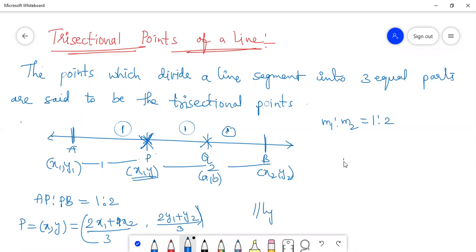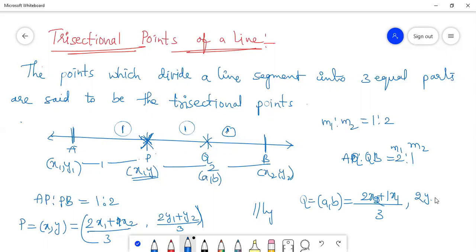Similarly, for Q, the ratio AQ to QB is 2:1. Here we take m1, m2 and apply the section formula. Then Q point is a comma b equals m1 x2, that is 2 x2, plus m2 x1, that is 1 x1, by 2 plus 1, which is 3. In the same way, 2 y2 plus y1 by 2 plus 1 is 3.